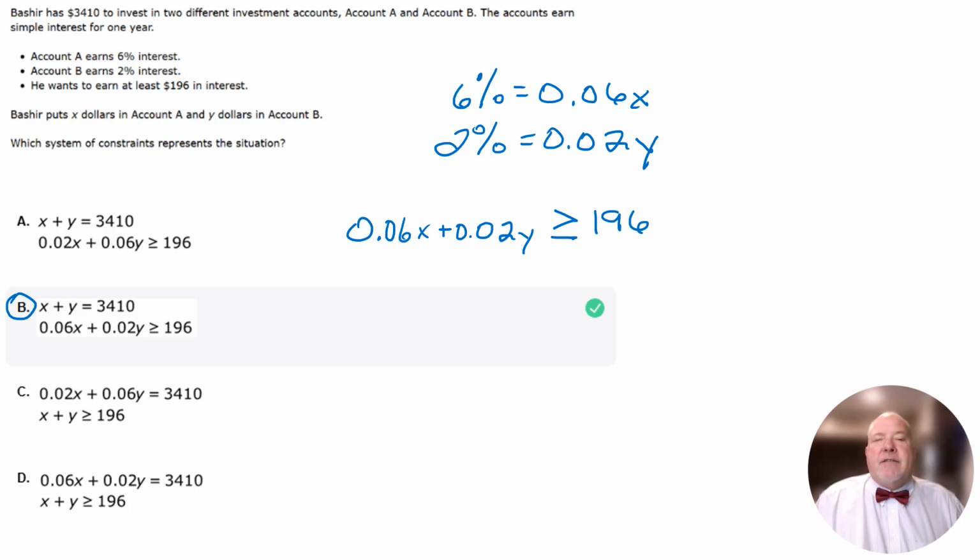Now, if you look at answer A, it's basically the same thing, but they have the percentages on the wrong accounts. In answer A, they put the 2% on account A, and they put the 6% on account B or account Y. Okay, so hopefully that made that a little simpler.